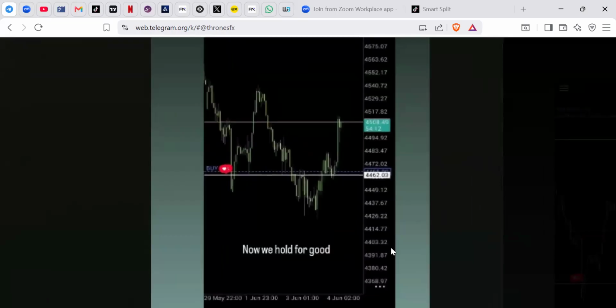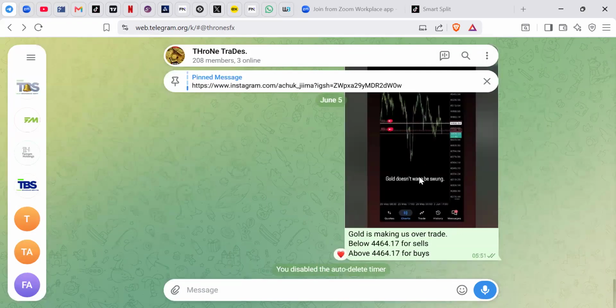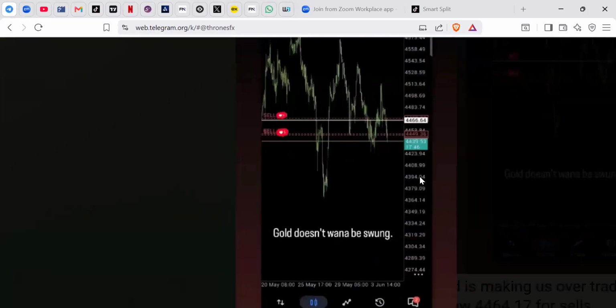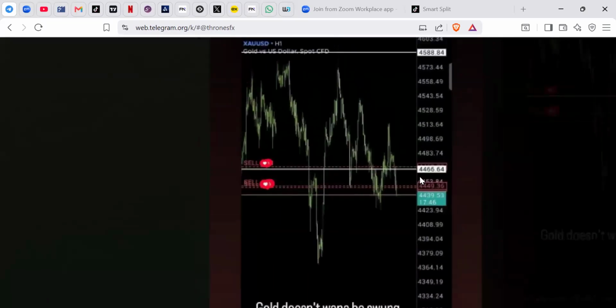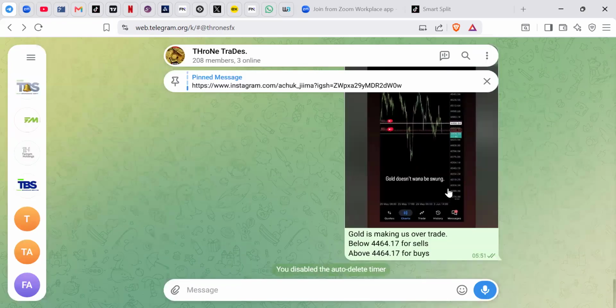But the buy above 4462, that was the area in which we were playing. Anything above it, we're looking for buying opportunities, and below this area, we're looking for selling opportunities. Then we also had these other entries, which also played out, and then we had that NFP move to the downside. And this was majorly the main thing.